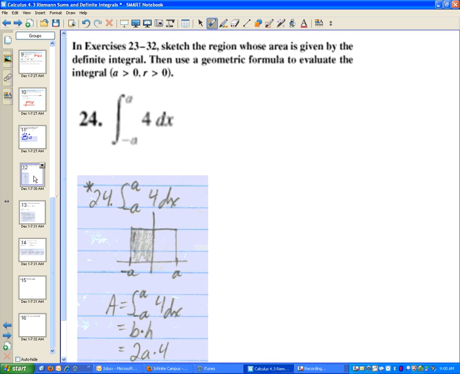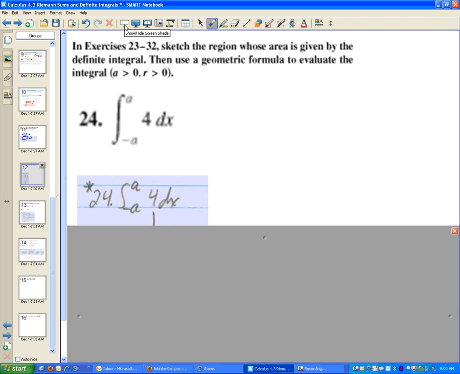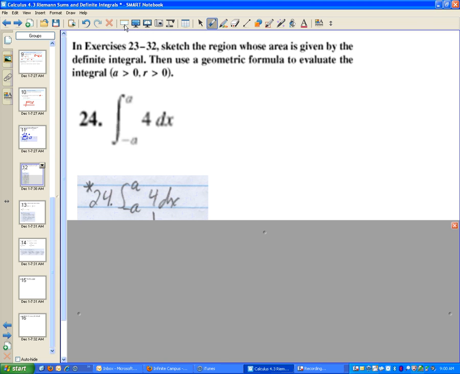Let's try 24. Sketch the region whose area is given by the definite integral. Then use a geometric formula to evaluate the integral. They tell us that a is positive and that r is positive. We have the integral from negative a to a of 4 dx. All right, from negative a to a. So we know that our region starts at negative a, it ends at positive a.